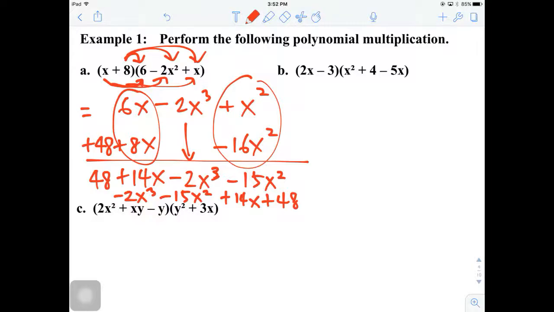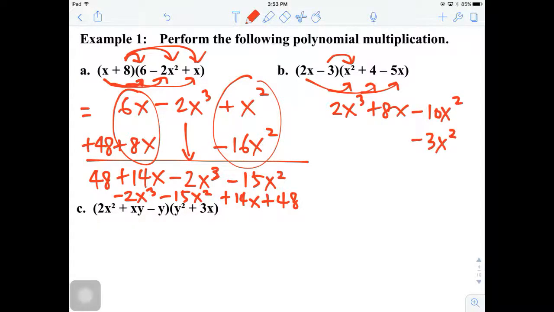We're going to try one more just like that. So we're going to distribute the 2x into the second parenthesis. So we have 2x to the third plus 8x minus 10x squared. Next, I'm going to distribute the negative 3. So it's going to be a minus 3x squared. And I'm going to line it up by the like term. So that's 3x squared. And then we have a minus 12. Notice there's no like term on top.